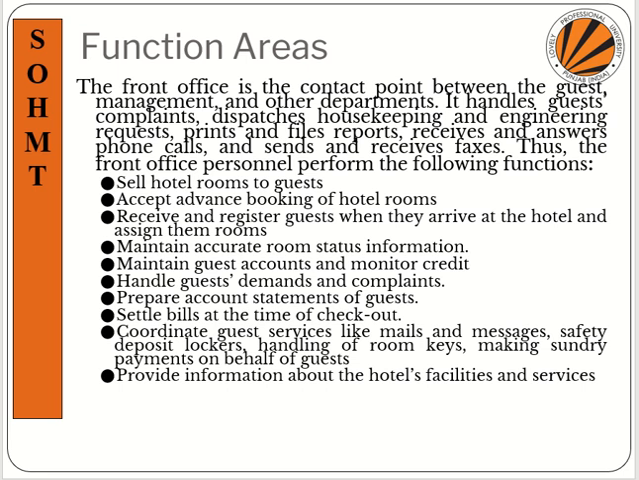Just to enumerate them or list them, first is selling hotel rooms to guests, accept advance bookings of hotel rooms, receive and register guests when they arrive at the hotel and assign their rooms, that is check-in and then registration of the guest. Then maintain the accurate room status information. There are various types of room status like occupied, vacant, dirty, out of order, out of service.